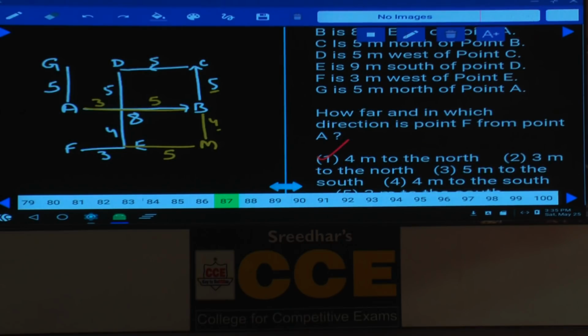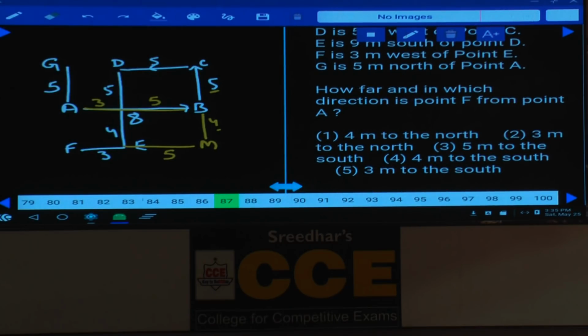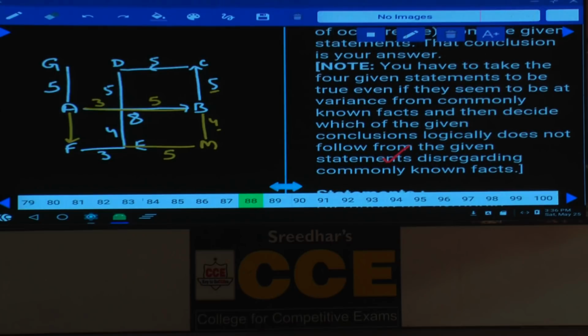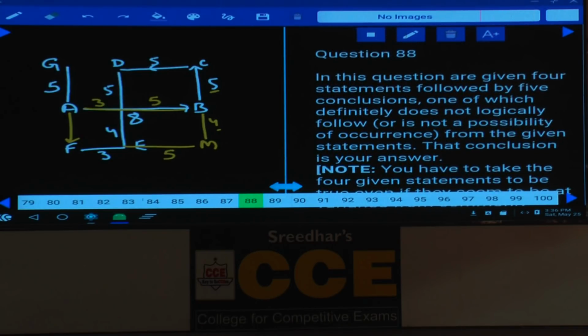Then question number 87. How far and in which direction is point F from point A? Now we need to find out the distance. What is the distance between these two here? 4 meters. 4 meters towards which direction? 4 meters towards south, choice 4. 87 it is choice 4. Then 88 and so on.